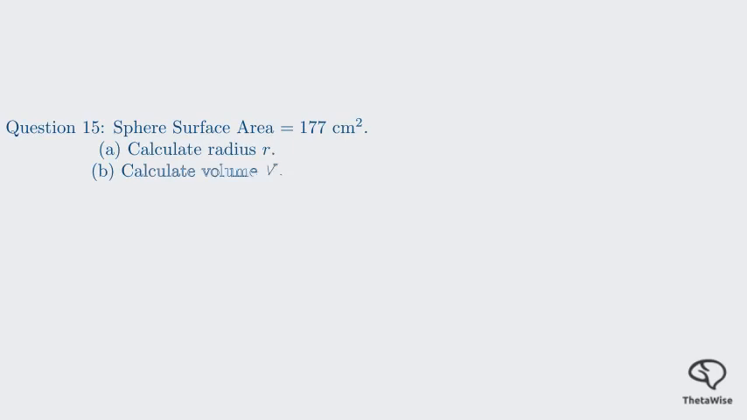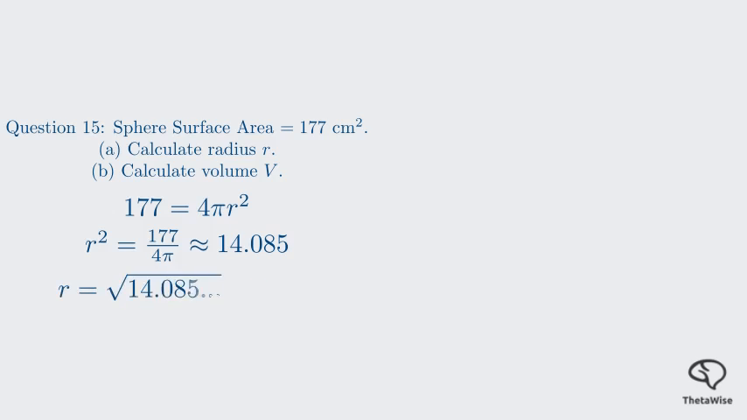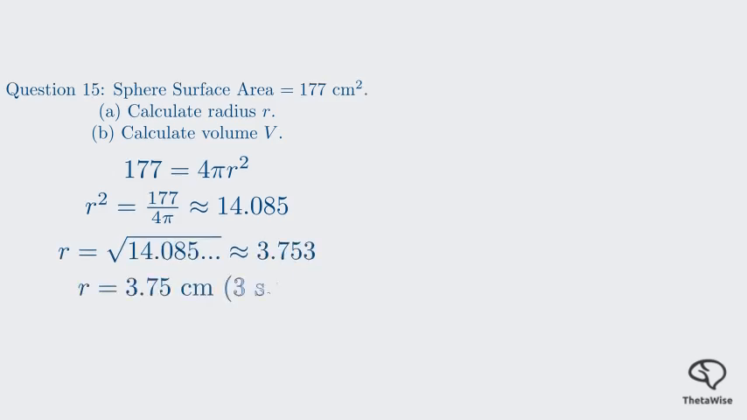Next, question 15 uses the sphere formulas from our list. For part A, we use the formula surface area equals 4 times pi times radius squared. Divide 177 by 4 pi. Take the square root. To 3 significant figures, the radius is 3.75 centimeters.